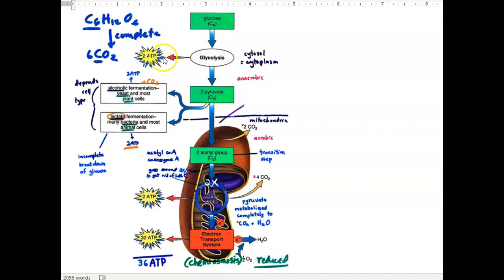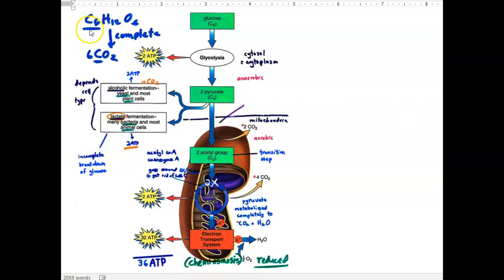So we're going to have 4 ATPs made through substrate phosphorylation, 2 in glycolysis, 2 in the Krebs cycle, and 32 ATPs in the electron transport system through oxidative phosphorylation, with a total of 36 ATPs for 1 glucose. Okay, that's aerobic. Complete breakdown of glucose, so go ahead in blue here.